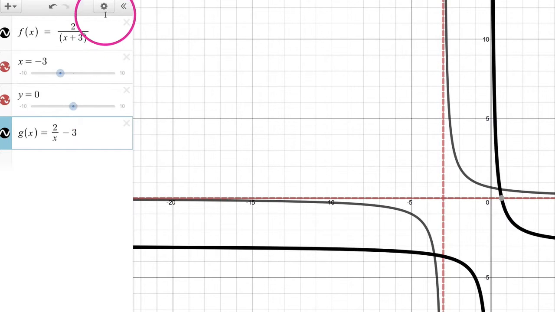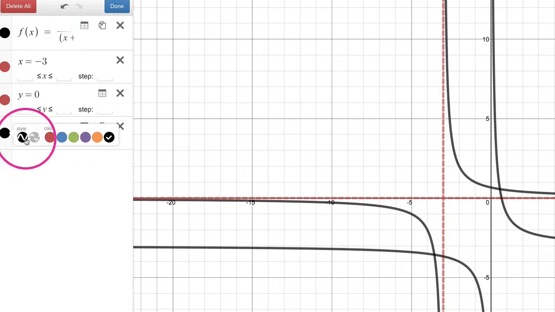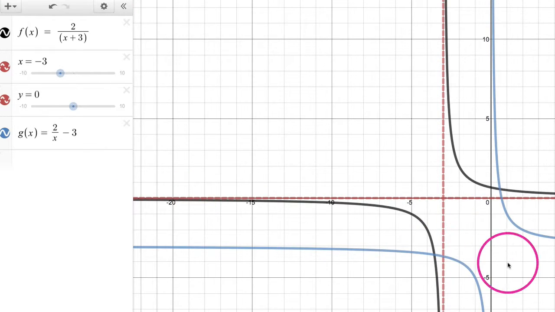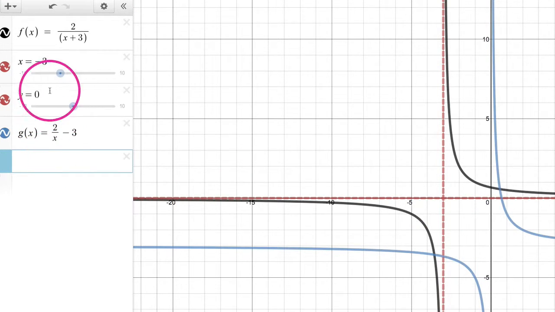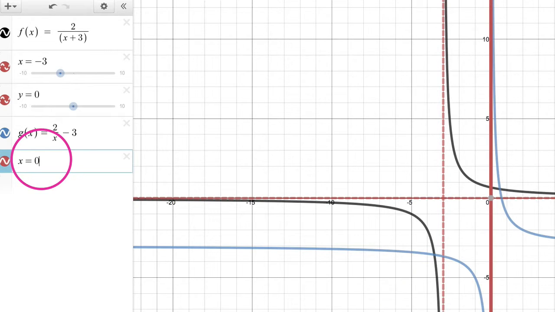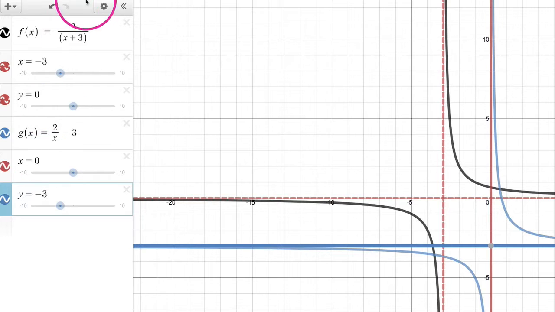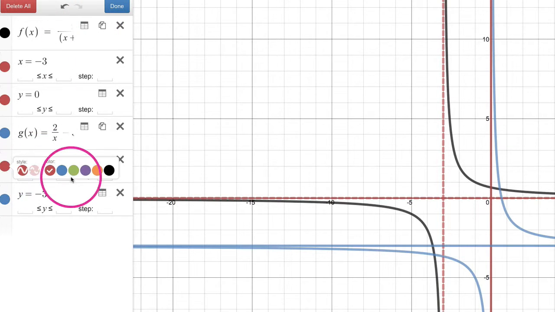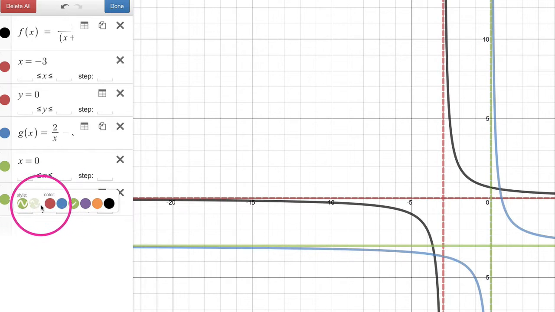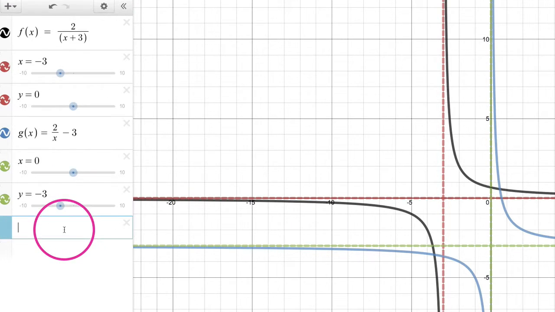So for our inverse function, perhaps we should put this in a different color. Let's make this one blue. What I want you to see with the blue graph is that if I were to switch my domain and range, then the asymptotes would switch also. So instead of x equals negative 3 and y equals 0, I would really have x equals 0 and y equals negative 3. If I switch these over, let's do these in green and make them dashed, you can see that the domain and range just switch on both of our graphs.